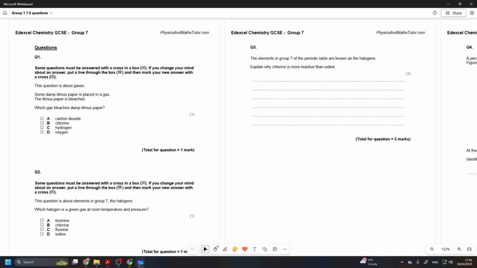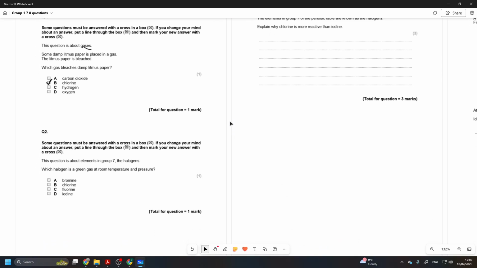So, this question here is about gases. Some damp litmus paper is placed in a gas. The litmus paper is bleached. Which gas bleaches damp litmus paper? Is it carbon dioxide, chlorine, hydrogen, or oxygen? Say your answer now. Yes, well done. You said B, didn't you? Because it's chlorine. Great. I mean, this is about halogens, so obviously it's going to be the halogen.